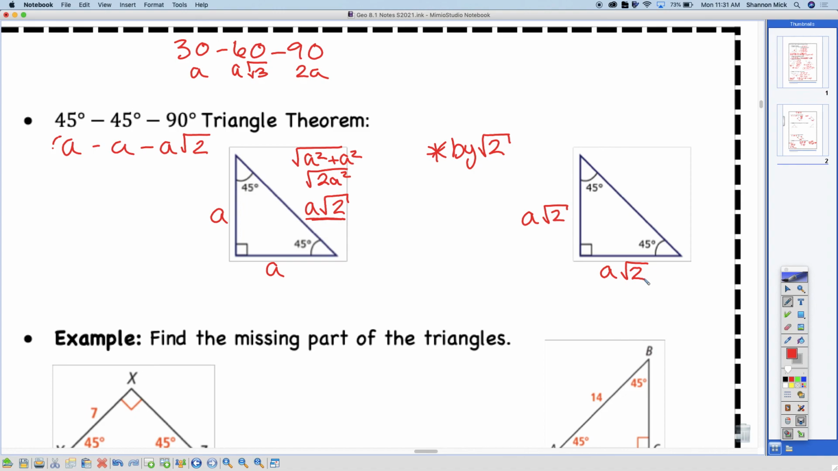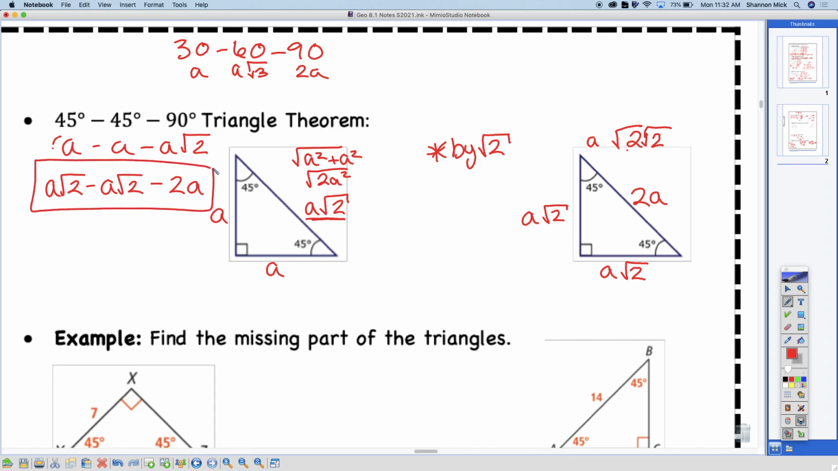But my hypotenuse, it's going to be square root of 2 times the square root of 2, yes? The square root of 2 times the square root of 2 is just what? 2. So I get now what? It just goes out. I get 2A. Now if I use this one, do I have the same hypotenuse ratio?